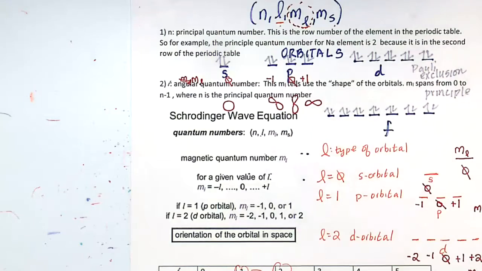Okay, spin up, spin up, spin up, plus 1/2, plus 1/2, plus 1/2, and then they'll pair: minus 1/2, minus 1/2, minus 1/2.